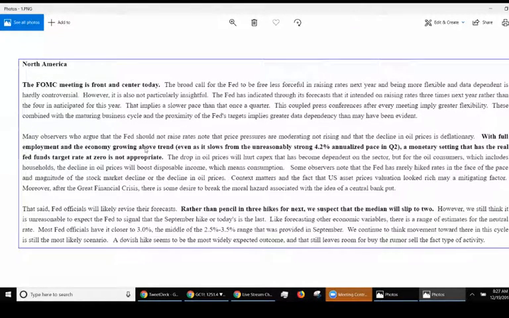Down at the bottom, a dovish hike seems to be the most widely expected outcome, and that still leaves room for buy the rumor, sell the fact type of activity. That statement, if it's confusing to you, don't feel bad, because it was to me for a minute. A dovish hike seems to be the most widely expected outcome, which is scenario number two. We're going to raise rates, and we reserve the right to stop raising rates next year. That's a dovish hike. Or we're going to raise rates and not raise rates next year at all. Which leaves room for buy the rumor, sell the fact type of activity. Meaning, even if he does something like that, the market could sell off.